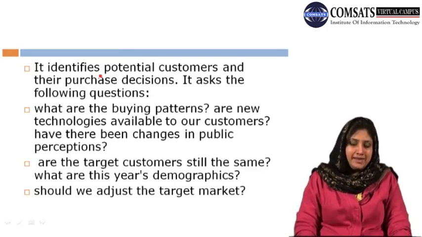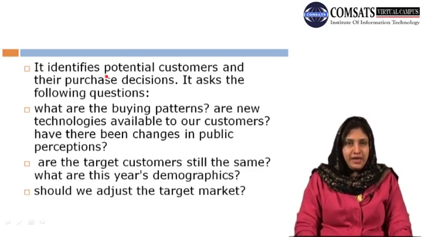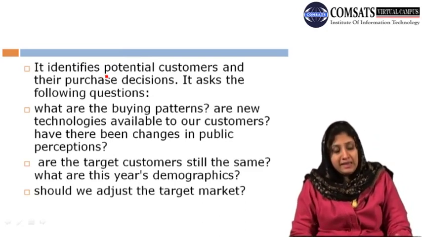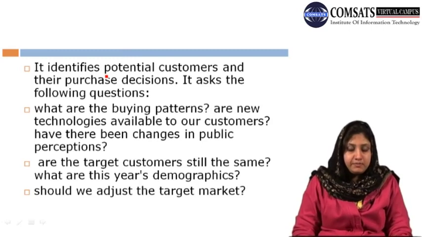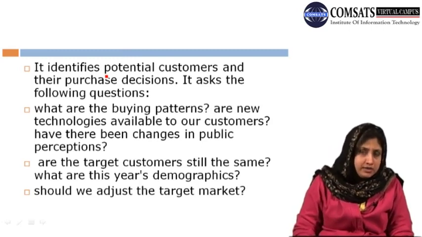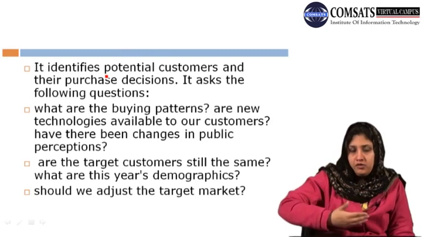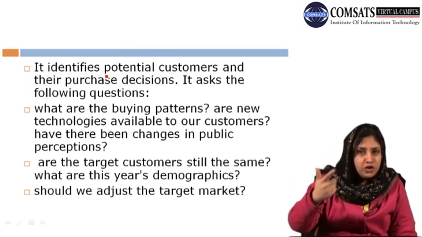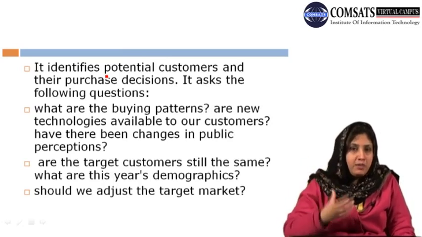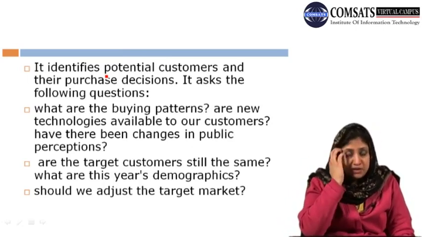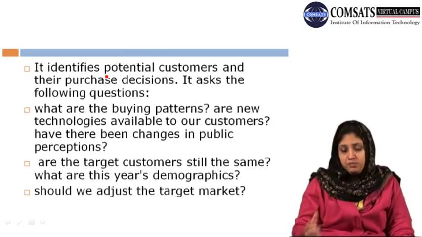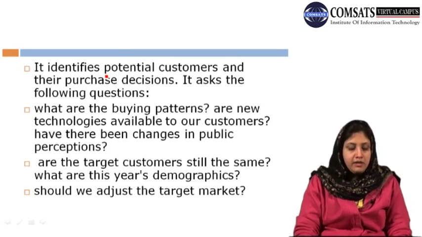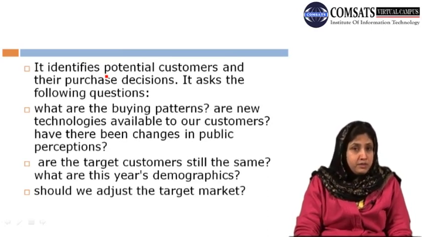Now, this marketing plan identifies potential customers and their purchase decisions. How it happens, it takes the following questions into account. What are the buying patterns? So it will make a list of buying patterns, and for that maybe the researcher goes into the details and goes to different shops and markets and sees what the patterns of purchase are by some particular customers for some particular product. Are new technologies available to our customers, and have there been changes in public perceptions?